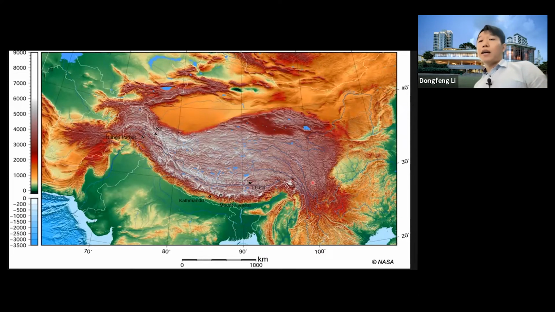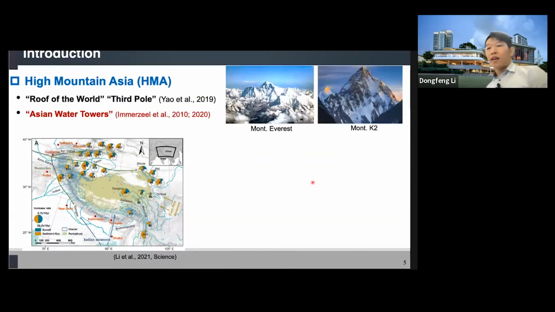I think many researchers from different parts of the world came here to study the climate, the glaciers, permafrost, river systems, water resources, and of course tectonics, earthquakes. And for us, we study the river sediment in the region. And the high mountain Asia has many names, right? It is the roof of the world, and also the third pole.